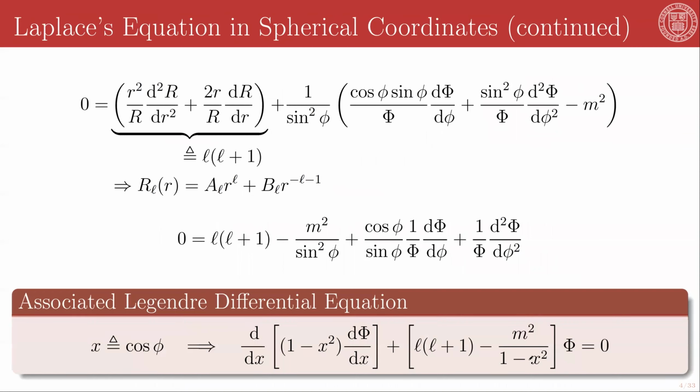This is known as the associated Legendre differential equation, and unsurprisingly is solved by the associated Legendre functions. However, before we attack the full solution to the system, let's consider a restricted case where our body is azimuthally symmetric.